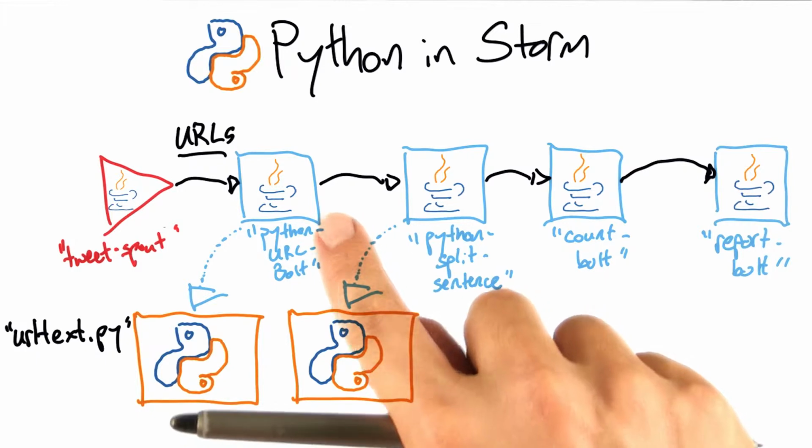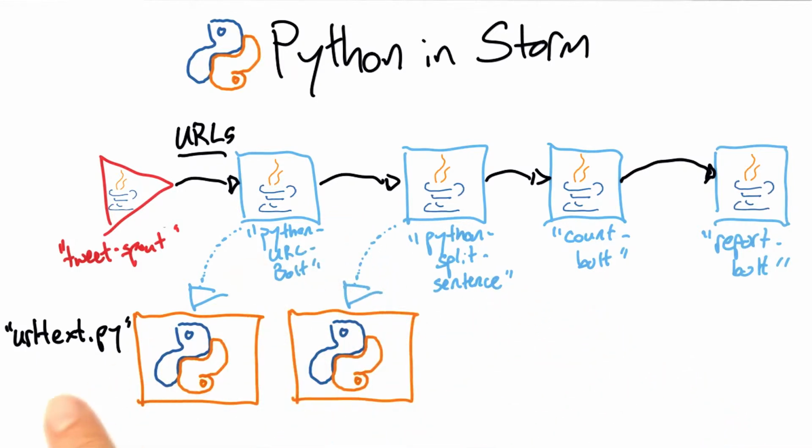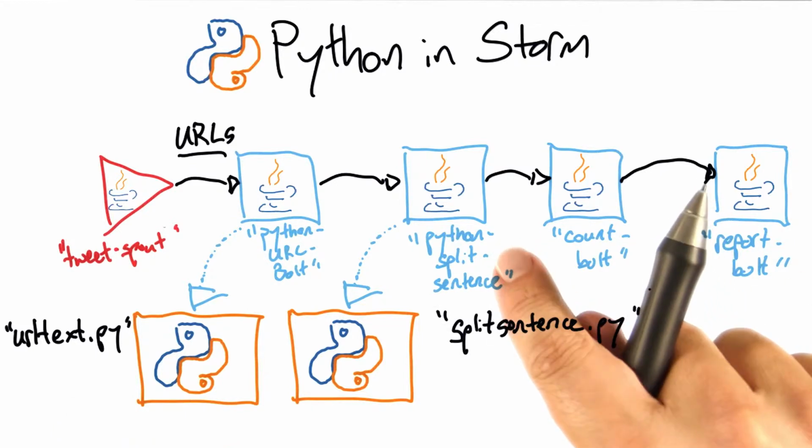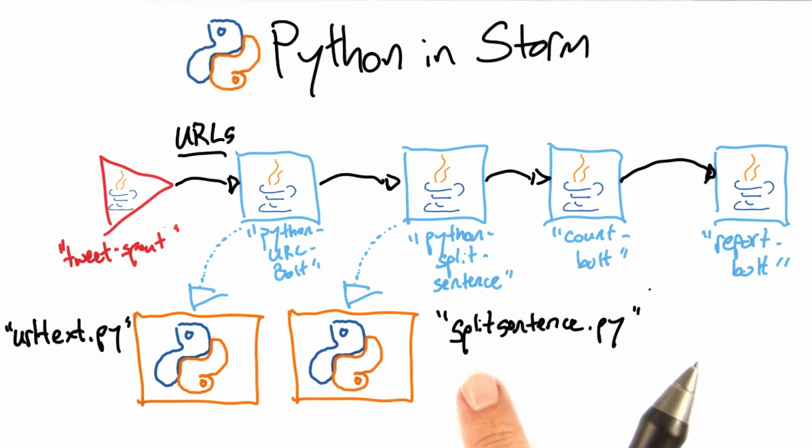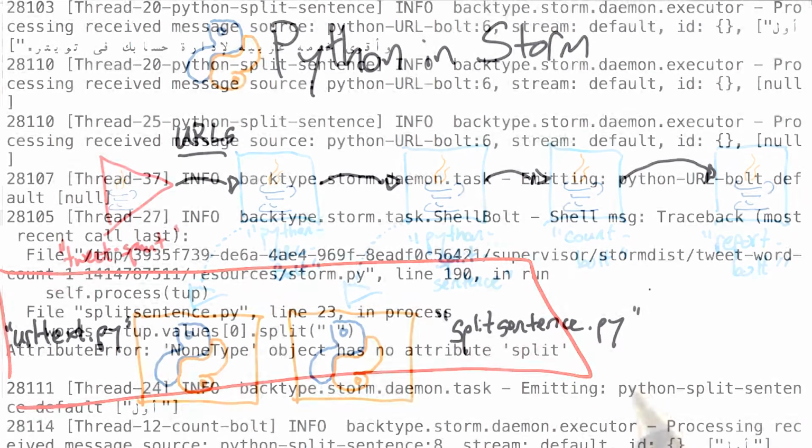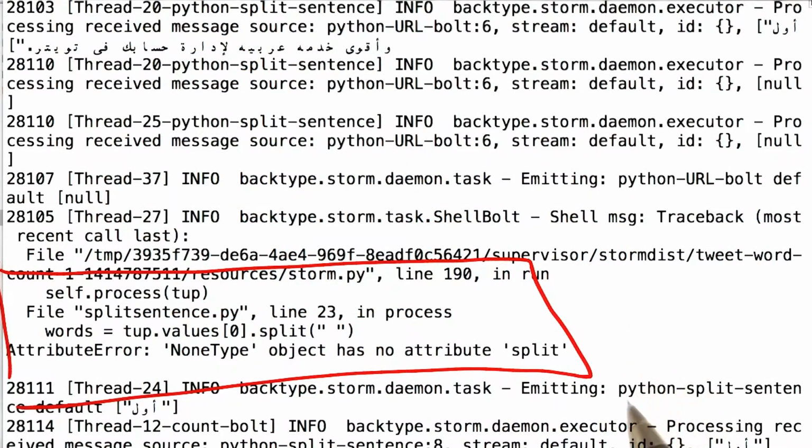We see that the Python URL bolt actually calls the urltext.py file. And finally, the Python split sentence bolt is calling the splitsentence.py file. So notice that if you don't follow the hint in the split sentence bolt to check for empty values, you'll get a runtime error of NoneType object has no attribute split. What's happening is the URL being passed is going to be empty, but our split sentence bolt is trying to parse it. And so we get a runtime failure here.